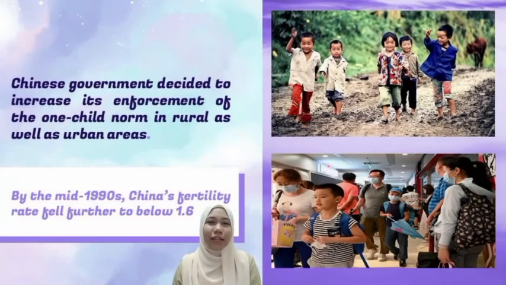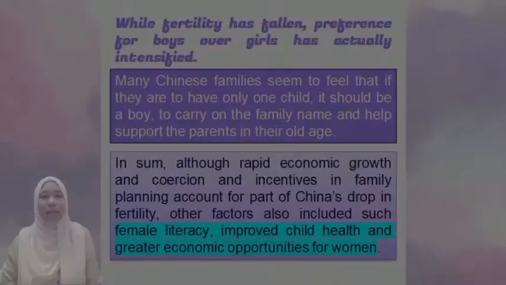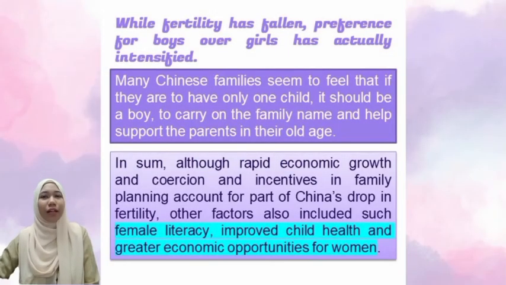In August 1988, the Chinese government decided to increase its enforcement of the one-child norm in rural areas as well as urban areas. By the mid-1990s, China's fertility rate fell further, from 5.9 births per woman to 1.6. This rate is below replacement level and is consistent with a slow long-term decline in population growth. Successful population control in China comes with its own risks and unintended consequences as well as substantial reward.